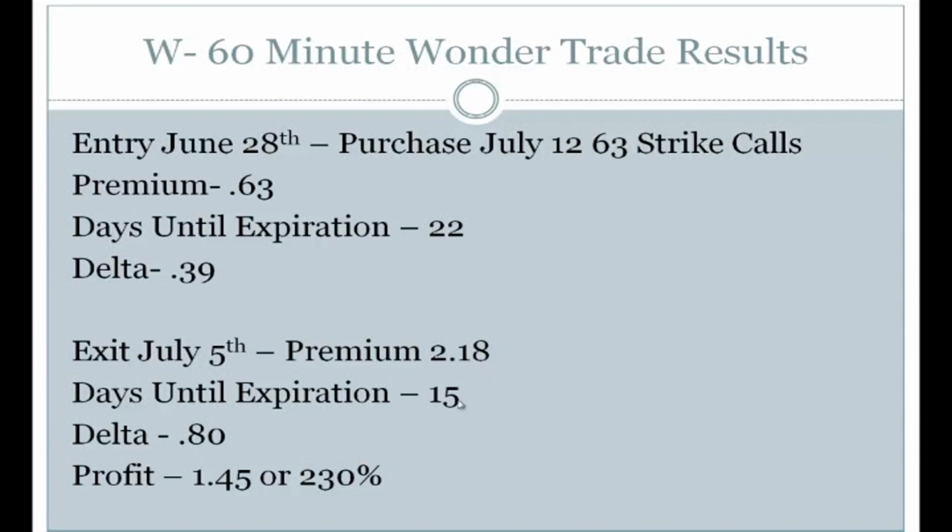18 cents. There was still 15 days left before expiration. The delta had increased so that it was now 80, and there was a profit of $1.45 or 230%. That worked out to be a really nice trade.